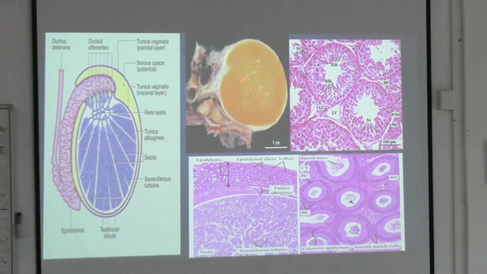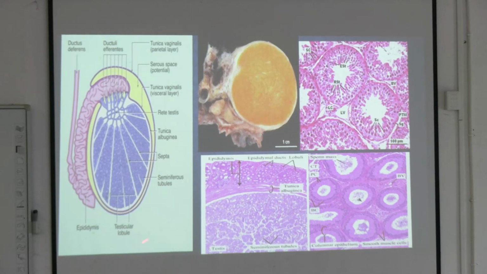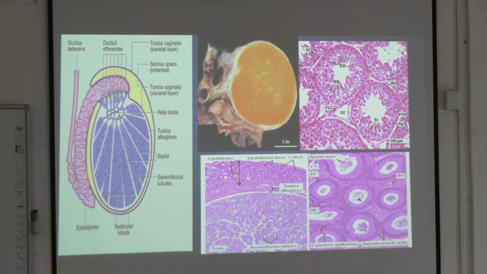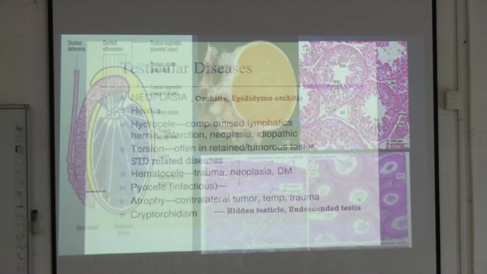Now, this is the normal structure of the testis. Here are the structures: the testis, the seminiferous tubules, where spermatogenesis occurs, and this is the epididymis. These seminiferous tubules give rise to the rete testis and ultimately give rise to the vas deferens. This is an alternate view of the structures.